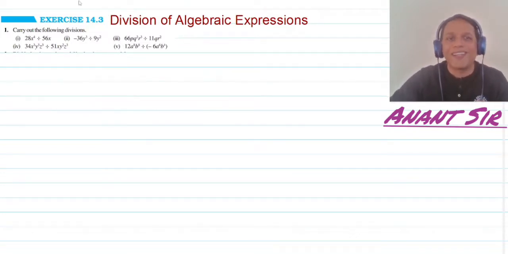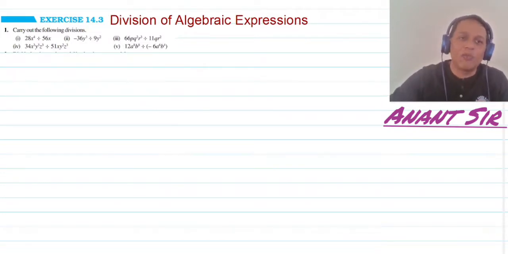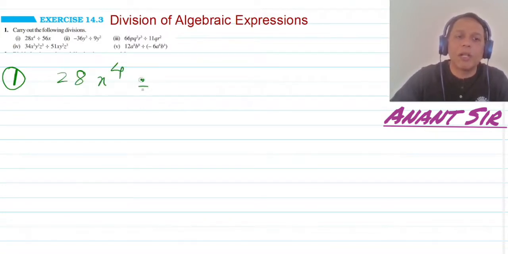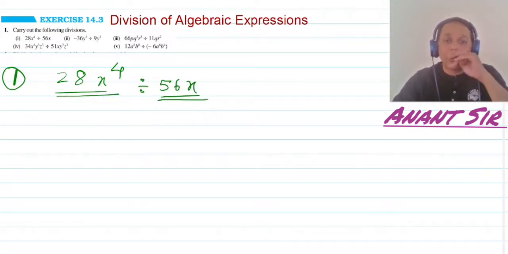So without wasting any time, let's continue, friends. In the first question we have to divide 28x raised to 4 by 56x. These both are monomials, right? So we are dividing a monomial by a monomial.